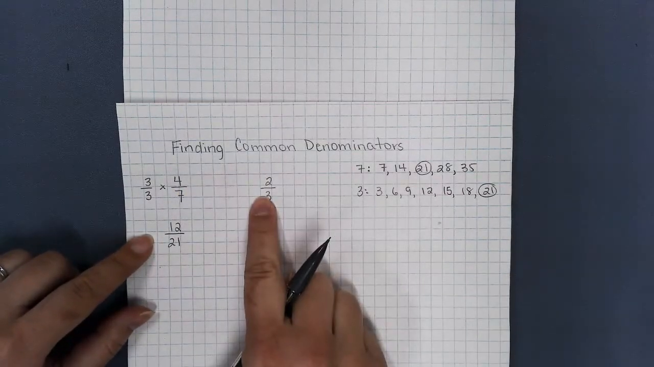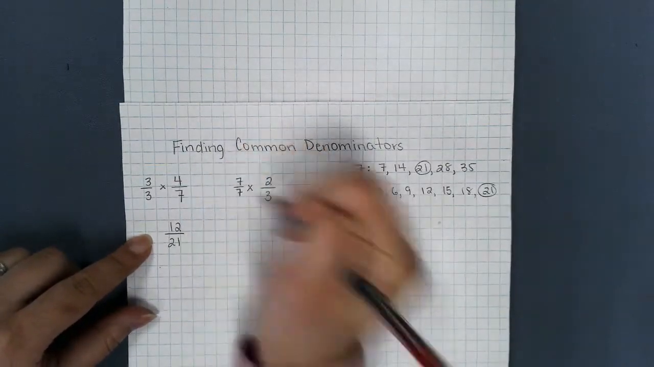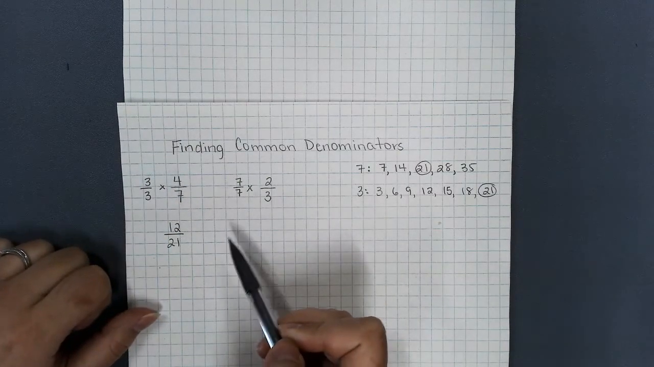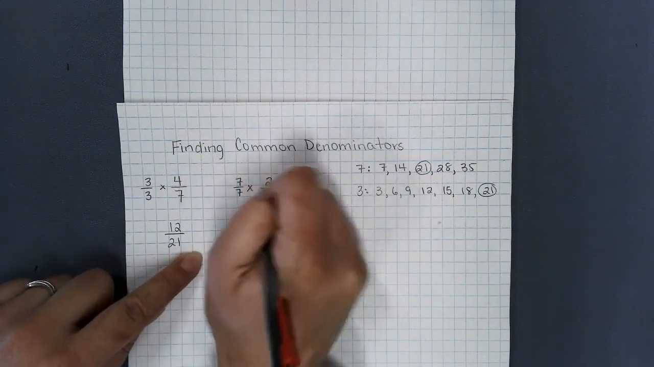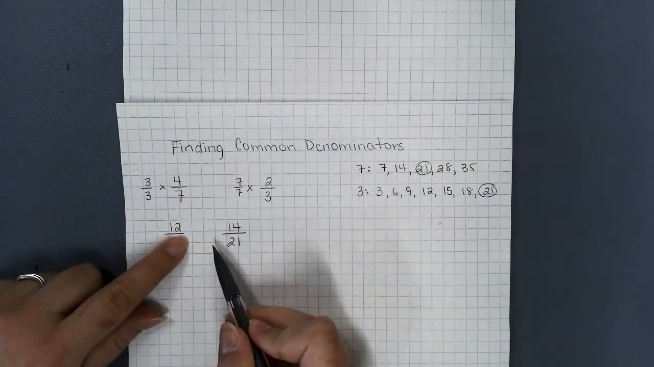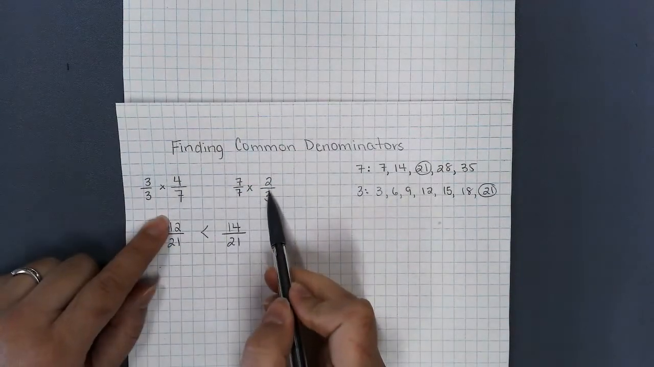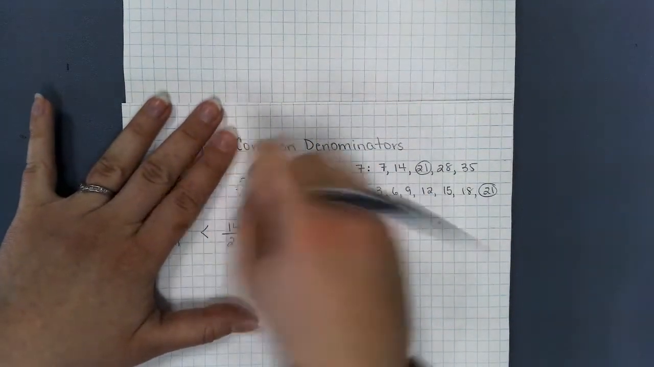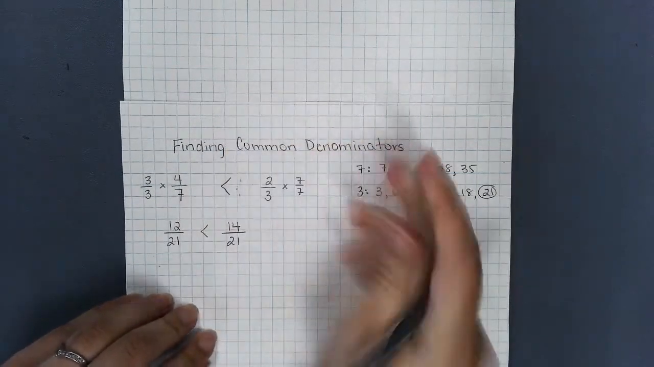And now we're going to do the same with this one, except this time we're multiplying by 7 over 7. I don't really know why I decided to put this on the left. You can put it on the right. It doesn't matter. Commutative property tells us I can multiply in any order. So 2 times 7 is 14, and 3 times 7 we saw is 21. And now we can compare the numerators to see which one is larger. And it turns out that 14 over 21 is larger, which means that 2/3 is larger than 4/7. Actually, I will move this to the other side so that I can put this symbol here and you can see that nice and clearly.